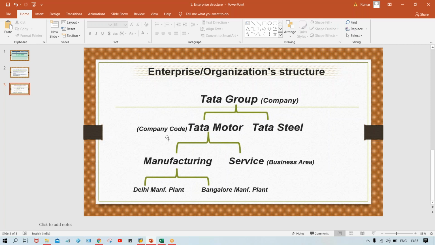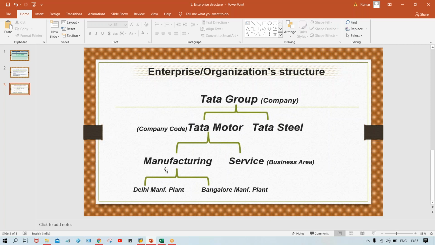Now, under Tata Group, we have multiple subsidiaries. That is Tata Motor, Tata Steel, Tata Hotel Group, Tata Chemical. Let's suppose, for example, I have quoted. If you search on Google, you'll find multiple subsidiaries. Now, further Tata Motor is segregated into different business segments. Let's suppose manufacturing and service. And if you talk about the manufacturing units, it has multiple plants, guys. Several plants will be there, might be 2, 3, 4, 5.